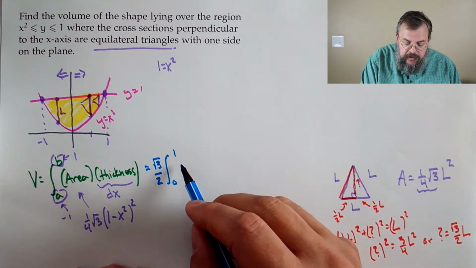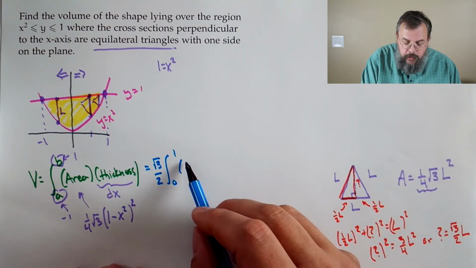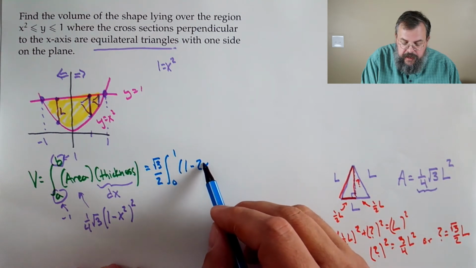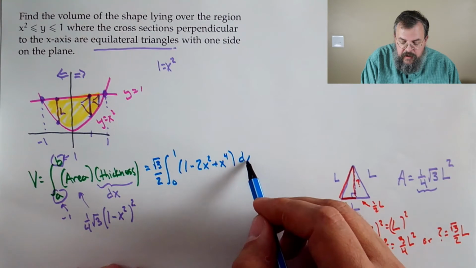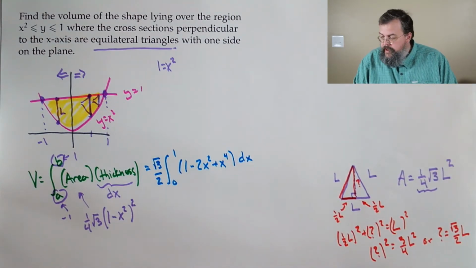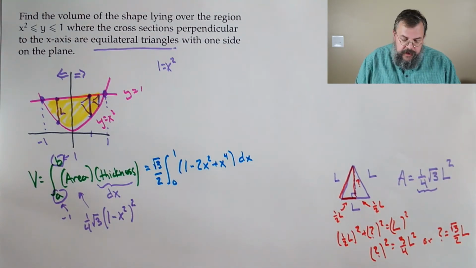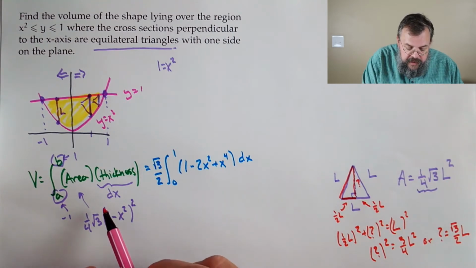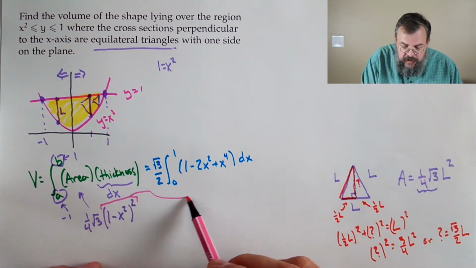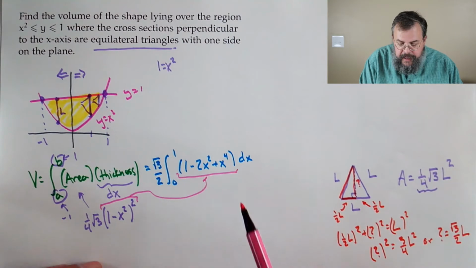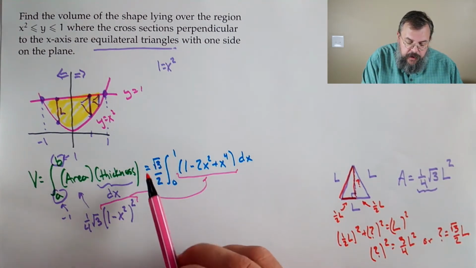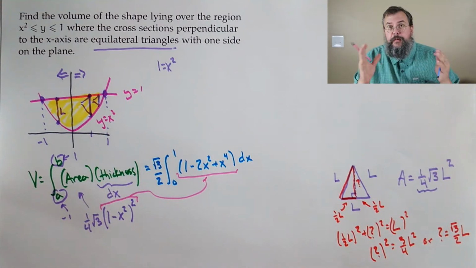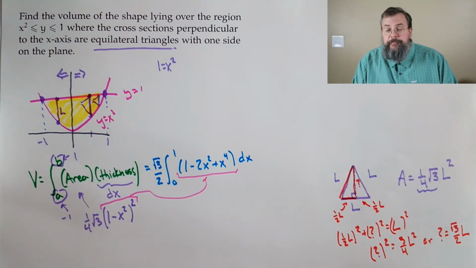So let's go ahead and expand. So 1 minus 2x squared plus x to the 4th. There we go. So again, if you're trying to figure out where things came from, this 1 minus x squared is where that part came from right there. And then the 1/4 root 3 is where we got the root 3 over 2. And then remember we have symmetry, so we double.